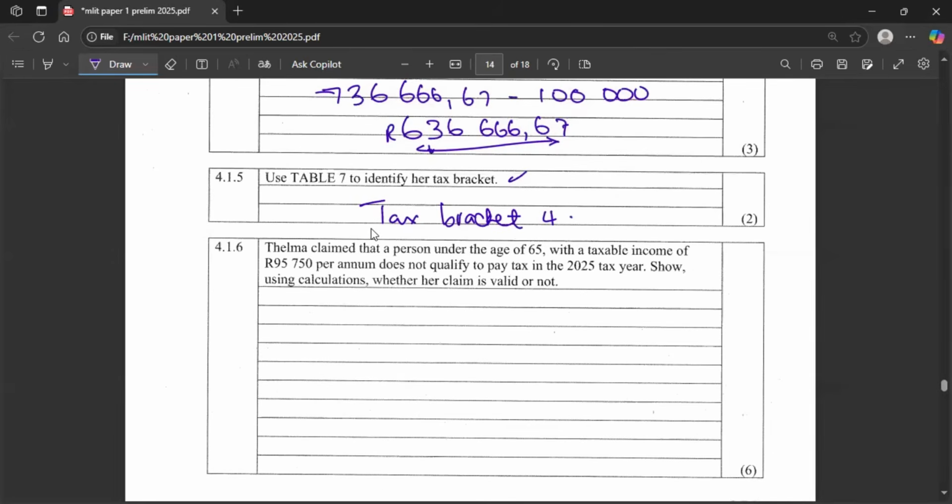Then 4.1.6, the lady claimed that a person under the age of 65 with a taxable income of this much per annum does not qualify to pay tax in 2025. Can we show by calculation whether the claim is valid or invalid? Now, with what we are focusing on, we're not talking of her. We're talking of someone else with 95,750. So let's start by locating the tax bracket.